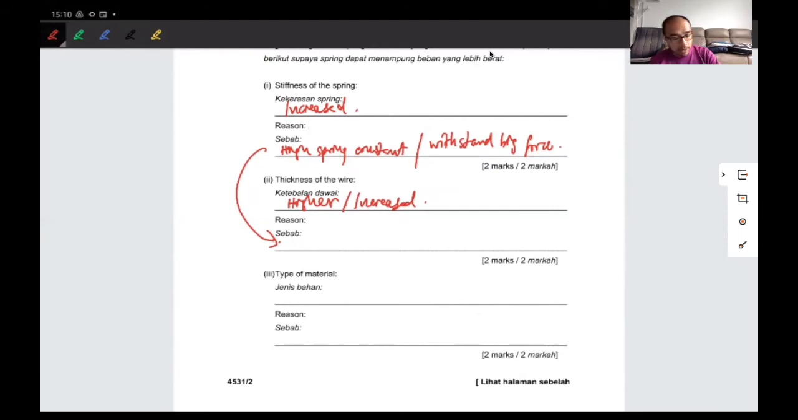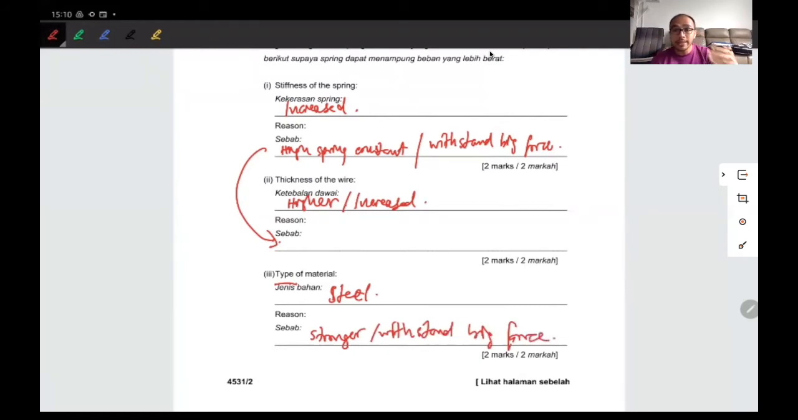For the type of material, since they want a type, you suggest a certain type. Of course, the best would be steel. Steel springs are generally hard. So you can say steel is stronger. Or you can even say again, withstand big force. Right? Either way also can.